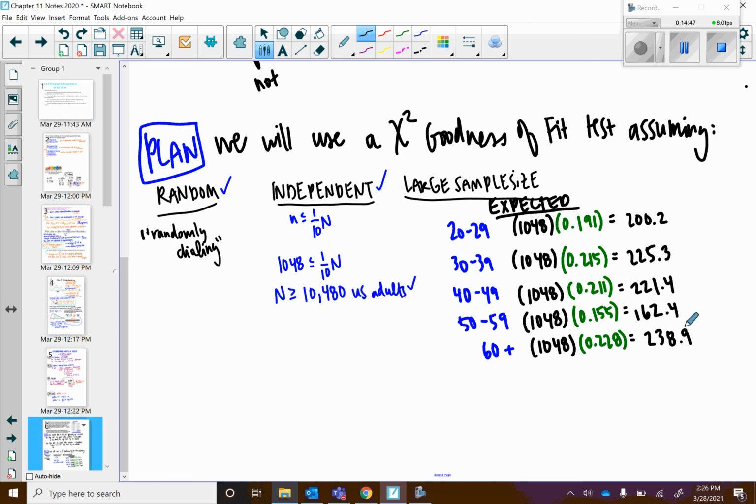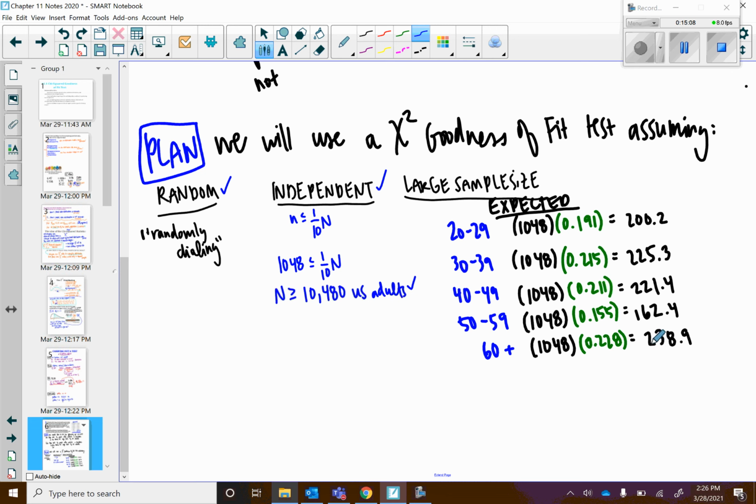Couple notes. The first is, of course, I know I can't have 0.2 of a human being, but rounding to 1 decimal place is generally good to give us a little bit more detail with our chi-squared value. That's piece number one. Piece number two is we should expect that all of these add up to 1048. So if you want to double check your work, that's a really good way to do this.